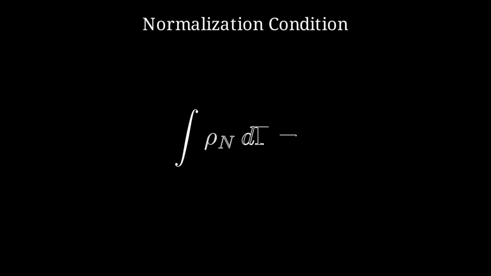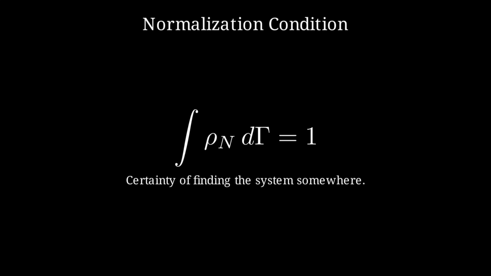If we integrate this normalized function over the entire phase space, we must get 1. The math is simple. The integral of rho by n pulls out the constant 1 by n, and the integral of rho is just n, so we get n by n equals 1. This result, the integral of rho n d gamma equals 1, is the normalization condition. It signifies that the probability that the system exists somewhere in the phase space is 100%.